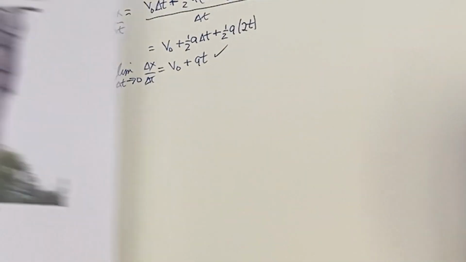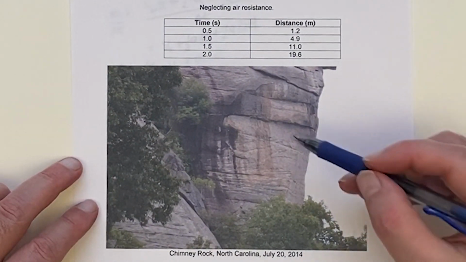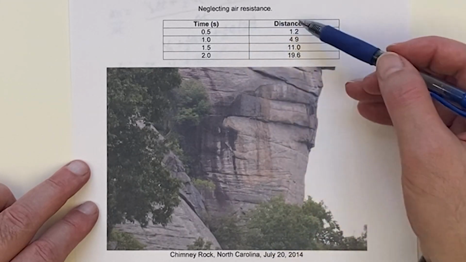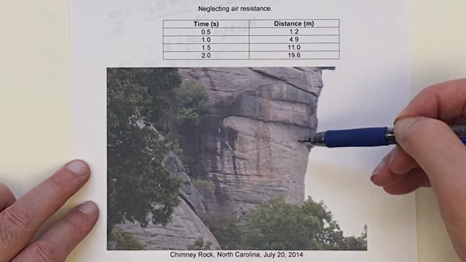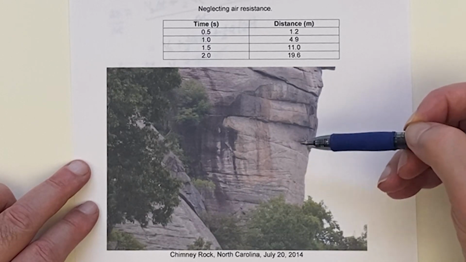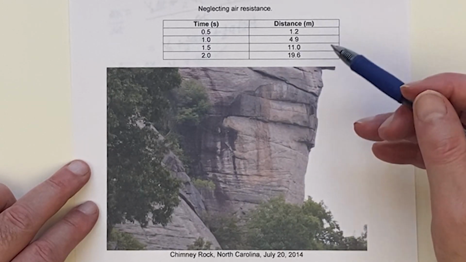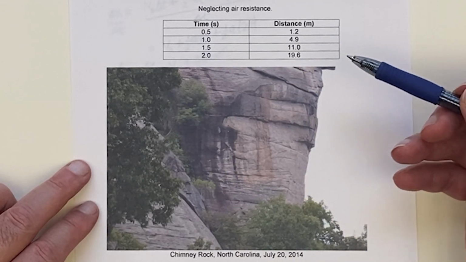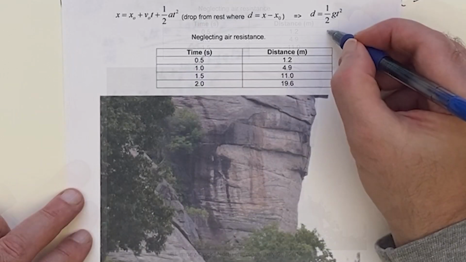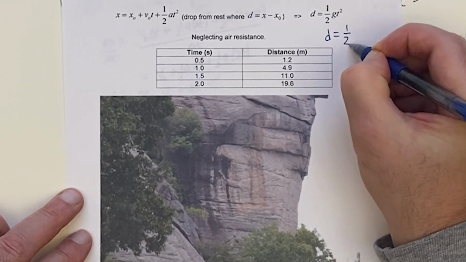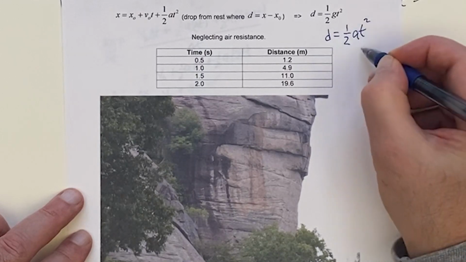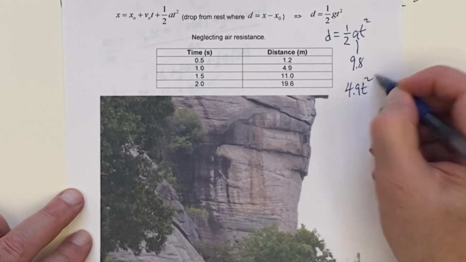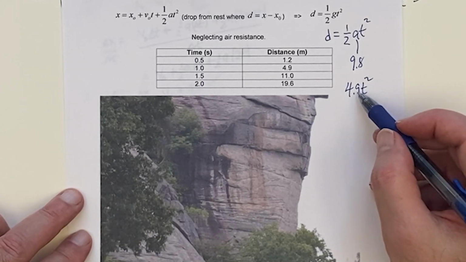Okay, and a picture in the book of Chimney Rock, not too far from where I live, showing height, and a little table showing that in a half a second you would fall 1.2 meters. Now this is neglecting the air resistance. Then in 1 second you would go 4.9, because you remember your distance is 1/2 a t squared. So when you put the a in as 9.8, 1/2 of that's 4.9. So the t squared is working on the 4.9.